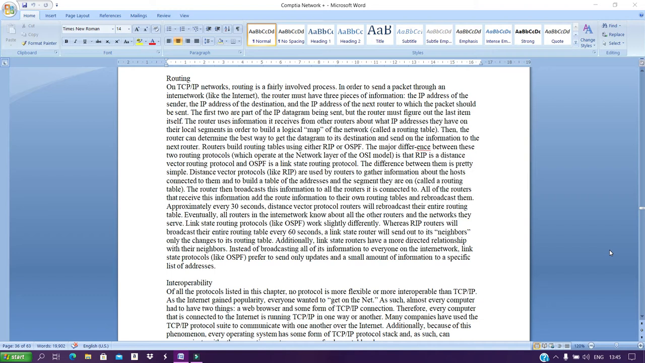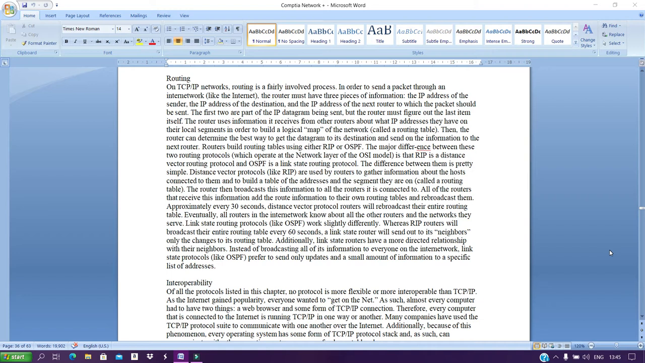Routers build routing tables using either RIP or OSPF. The difference between these two routing protocols, which operate at the network layer of the OSI model, is that RIP is a distance vector routing protocol and OSPF is a link state routing protocol. The difference between them is pretty simple.